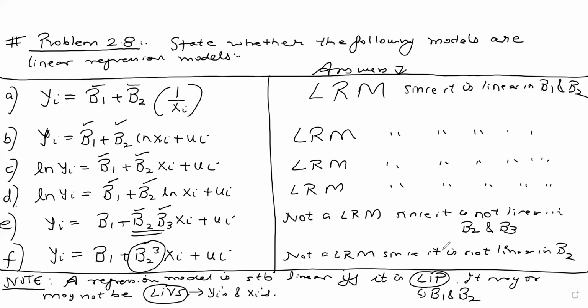So these are our answers. Out of the models given to us, only E and F are not linear regression models because you can clearly see they are not linear in the parameters. Other models A, B, C, and D are all linear regression models because they are linear in capital B1 and capital B2. Okay, so hoping students have understood this. And then I intend to do the last problem for this lecture, after which we stop.